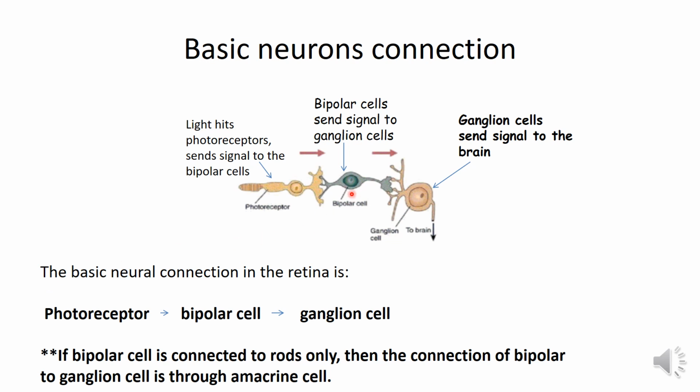This diagram shows the basic neural connections of the retina. And you can see the photoreceptor is attached to the bipolar, and the bipolar is attached to the ganglion cells, and the axons of the ganglion cells form the optic nerve going to the brain. So this is the basic neural connection. If the bipolar cell is connected to rod only, then the connection must involve amacrine cells. Otherwise, this is the basic neural connection.